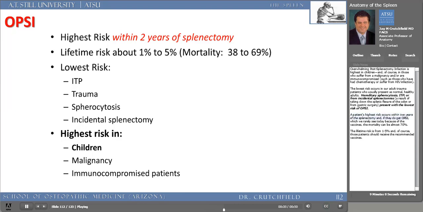Patients' highest risk is within 2 years of the splenectomy, and if they do get OPSI, which we rarely see today because of the vaccines, the mortality can be almost 70%. The lifetime risk is 1 to 5%, and patients, of course, should receive those vaccines.